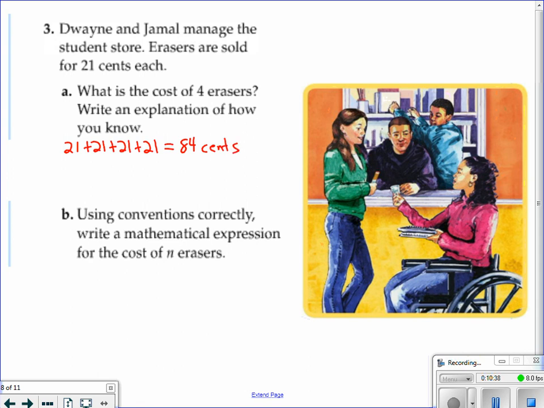Another way you could look at this, okay, if they're 21 cents a piece, and you're going to buy 4 of them, you can just do 21 times 4, and that's also 84 cents. The multiplication, probably a little easier. Now B, it says using conventions correctly, write a mathematical expression for the cost of n erasers. Well, when we wanted to know the cost of 4 erasers, we did 21 times 4. So if we want the cost of n erasers, we would just do 21 times n.